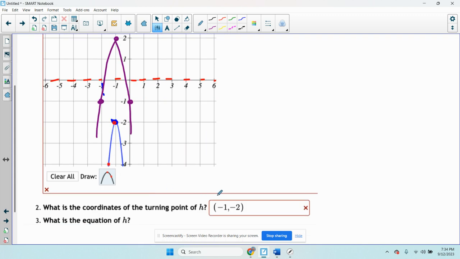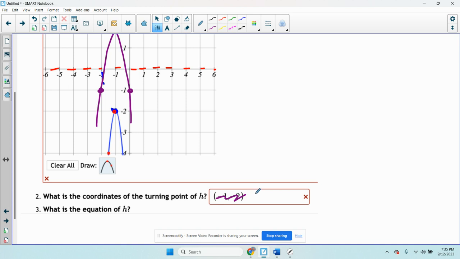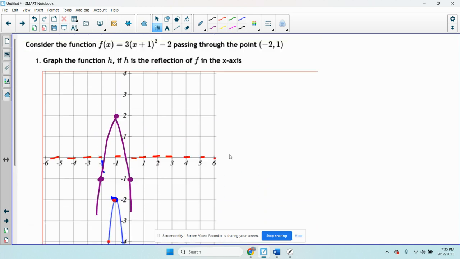So now I need to figure out the coordinate of my turning point, which is now -1, +2. And what is the equation of h? Well, it's going to have the same 3 in front. It's the same width, but now it's going to be -3 because we're opening down. My vertex is left 1, so it's going to be (x plus 1) squared and 2 up. So it's going to be +2.